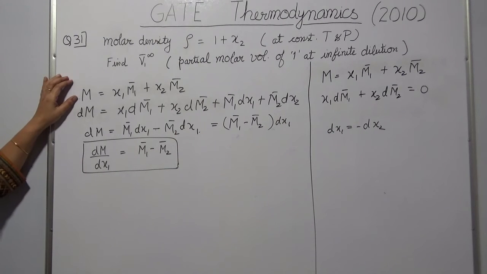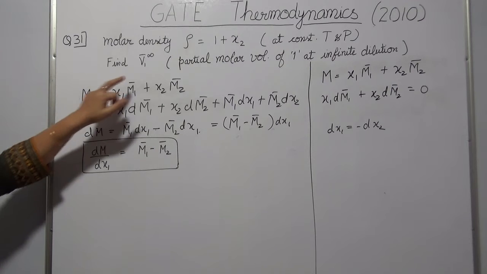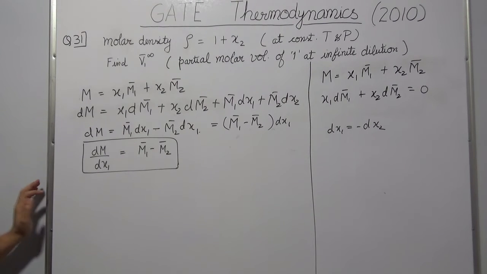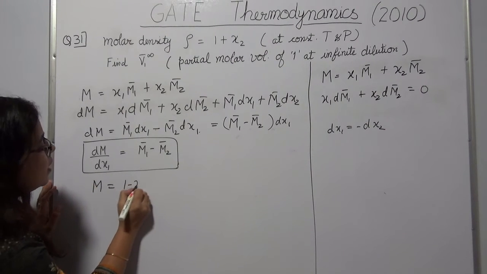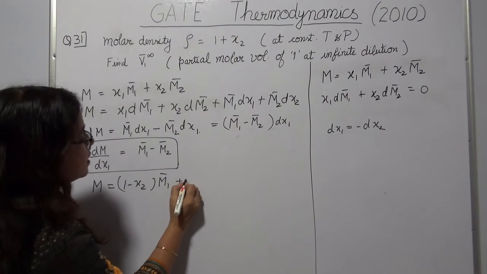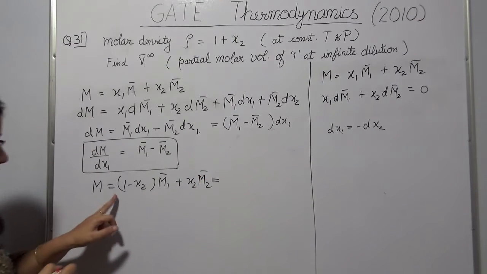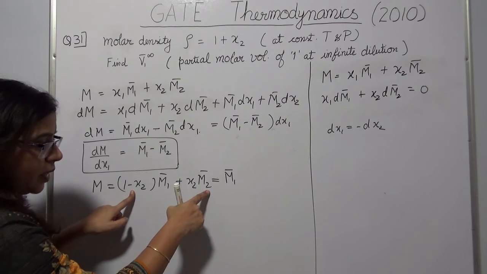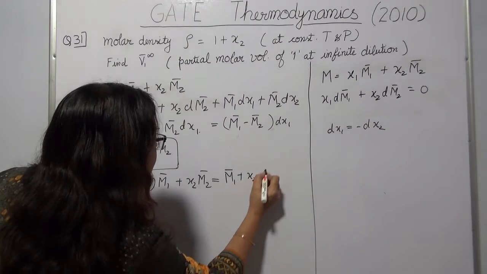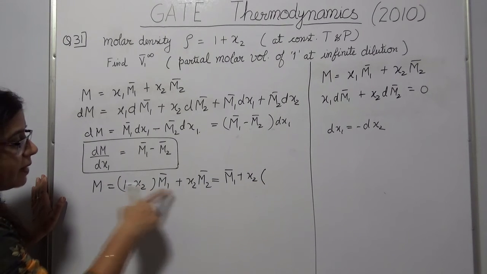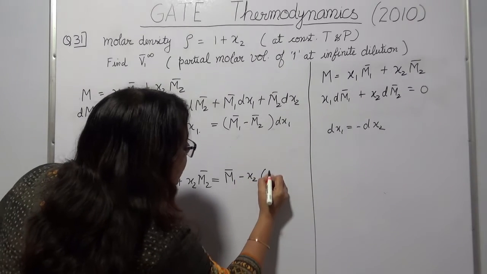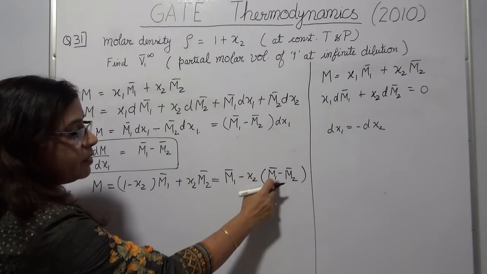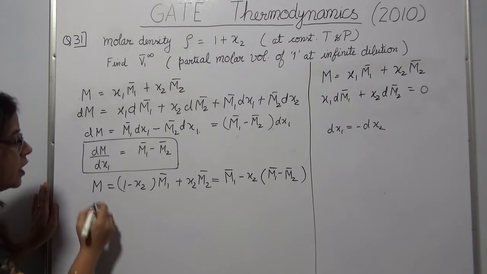Fine. Now I will go back to my summability relation. I have to find my m1 bar from this equation, so I will eliminate x1. How do I do it? I will write m equal to 1 minus x2 times m1 bar plus x2 m2 bar, which I can write as m1 bar minus x2 m1 bar plus x2 m2 bar. So x2 I can take common outside, and what I am left with is m2 bar minus m1 bar. I will take the minus sign out and write it as m1 bar minus m2 bar. Now I know that m1 bar minus m2 bar is nothing but your dm by dx1, so I will put that value.